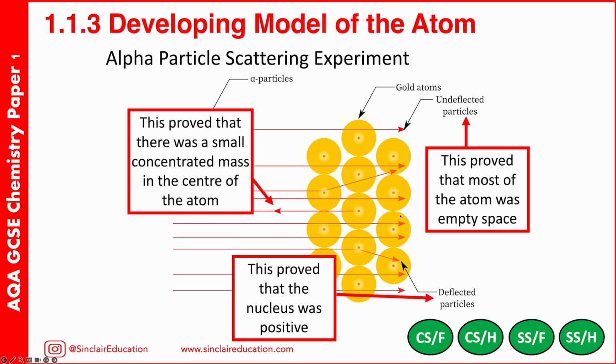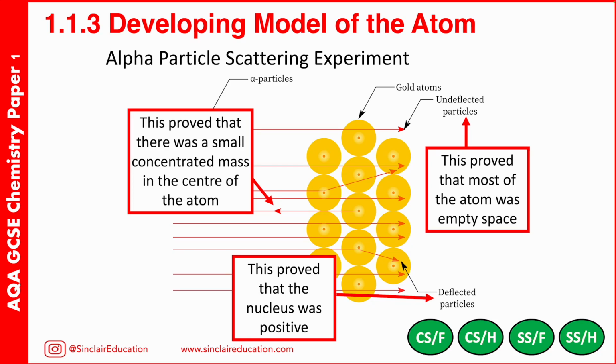Some of them did deflect back quite strongly, and that provided evidence that there must be a small but concentrated mass in the centre of the atom to actually get very few to completely come back. Now this might be a 6 marker. Here, structure your answer to say what was observed. So for example, the atoms passed straight through and what that meant: the atom was mainly empty space, or that the alpha particles were deflected.